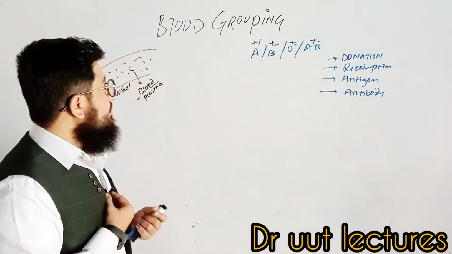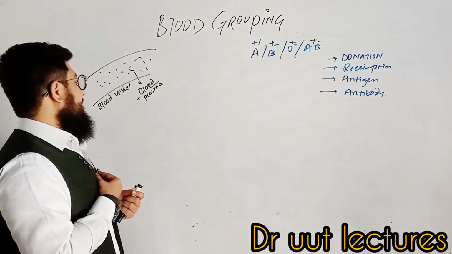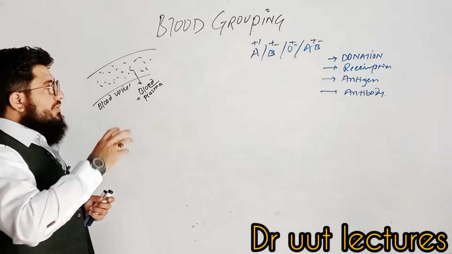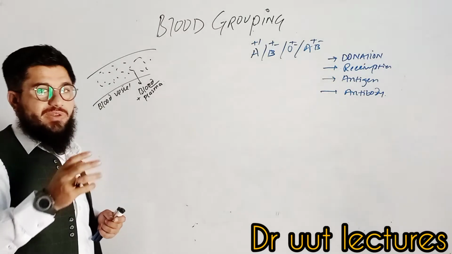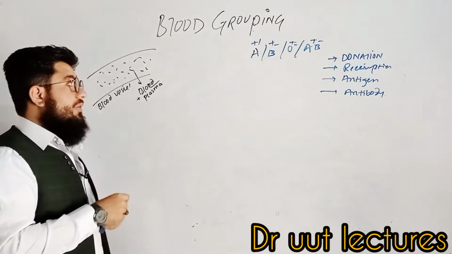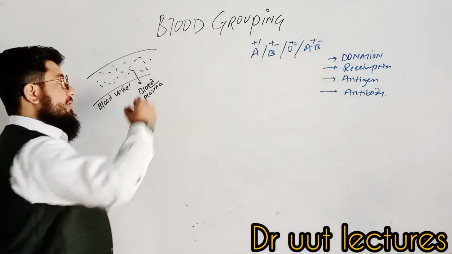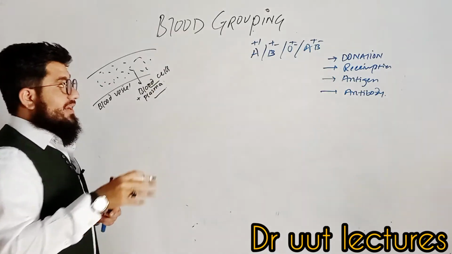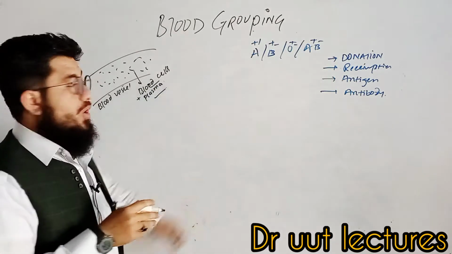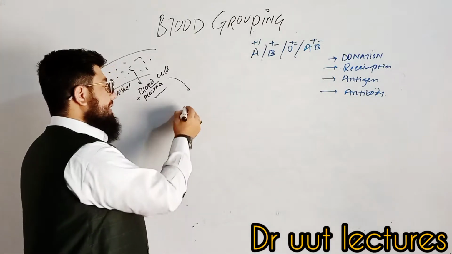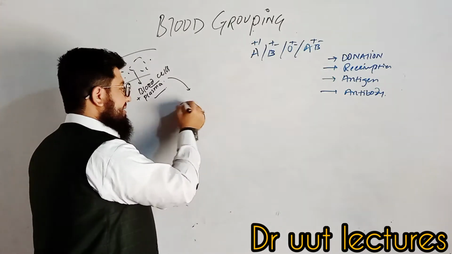So let's move towards the very first point, the core concept: blood vessels. We know this very well, that in the blood vessels there is blood flowing. And remember, blood is composed of blood cells and plasma. Regarding blood grouping, we'll focus on the blood cells. One of the blood cells, like here, is the blood cell.